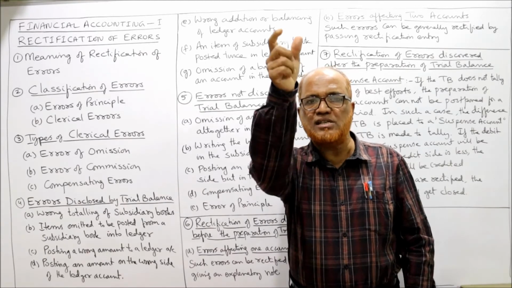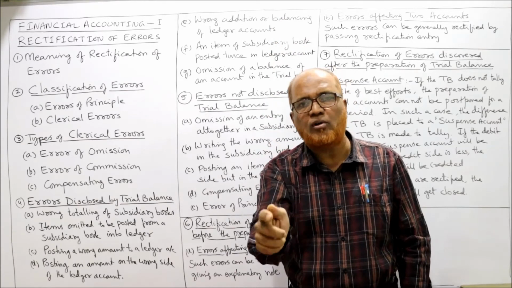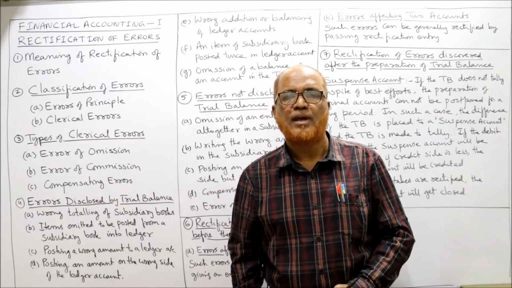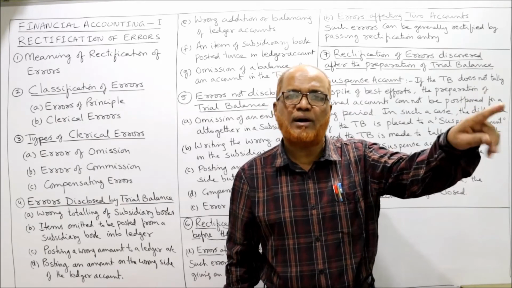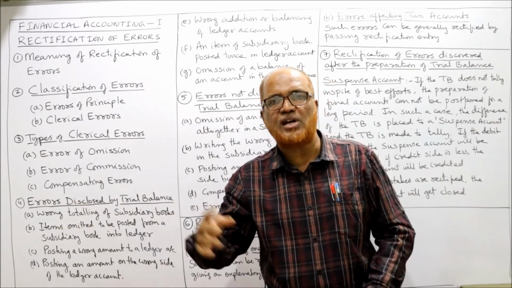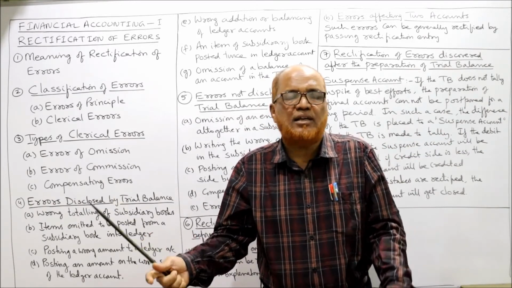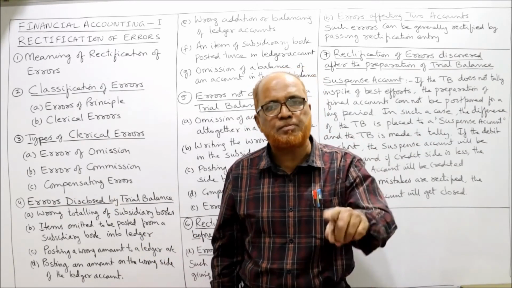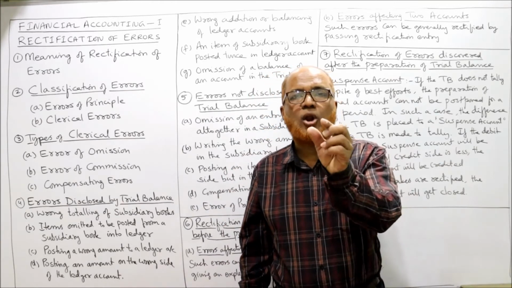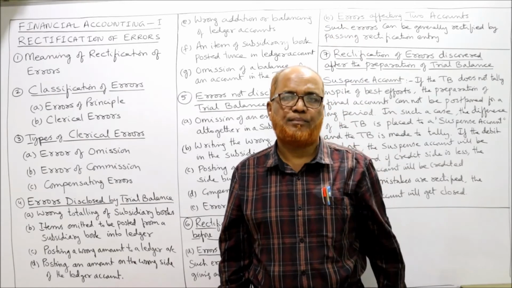When 1,000 rupees is taken in the subsidiary book, the total of the subsidiary book will go to purchases account, and A's account will be credited by 1,000. So that means 1,000 rupees goes to purchases account and 1,000 rupees goes to A's account. Your trial balance will tally in spite of the error, because a wrong amount has been recorded in the subsidiary book.